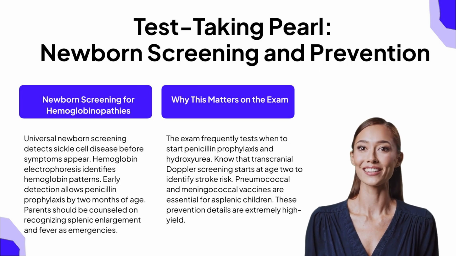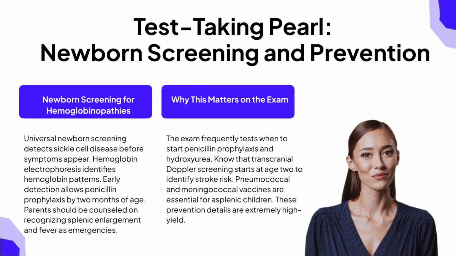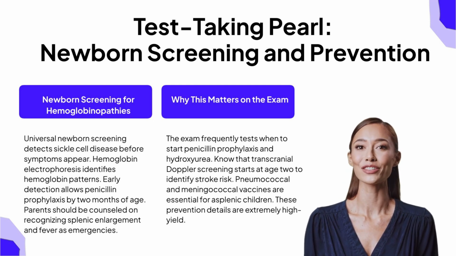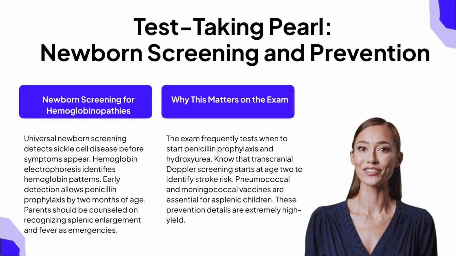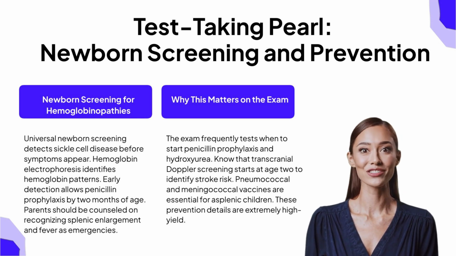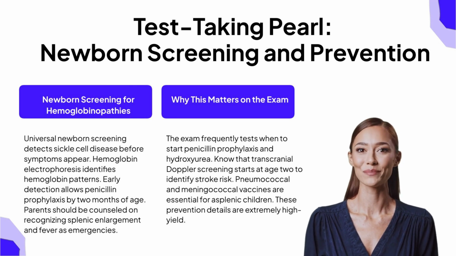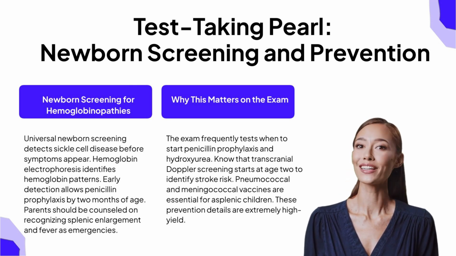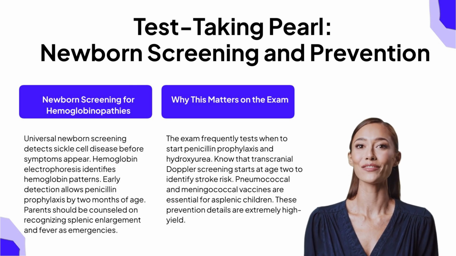Here is a critical test-taking pearl about newborn screening and prevention in sickle cell disease. Universal newborn screening catches sickle cell disease before the child even develops symptoms. Once diagnosed, penicillin prophylaxis starts by 2 months of age because functional asplenia puts these children at enormous risk for overwhelming pneumococcal sepsis. The boards also test when to start hydroxyurea, which is increasingly recommended early in life.